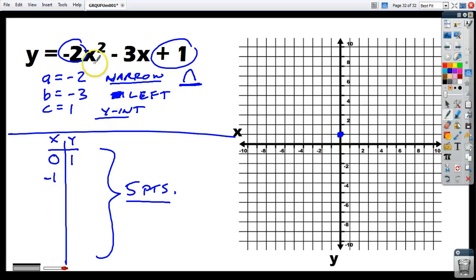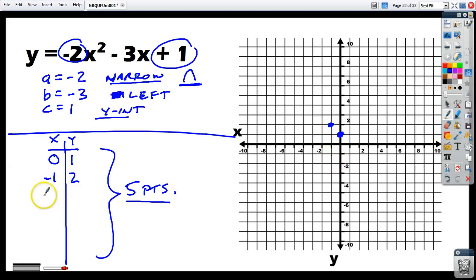Now once again, we just plug it in for x and compute what we would get. Normally I would write out my work, I just don't have enough space here, so let's just do it. You can write your work out on the paper. Negative 1 squared would be positive 1. Positive 1 times negative 2 is negative 2. In the middle here, negative 3 times negative 1 is positive 3. Negative 2 plus positive 3 would be 1, plus another 1 would be 2. So negative 1, 2.